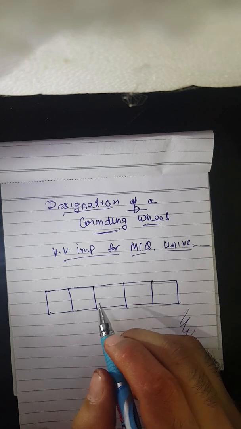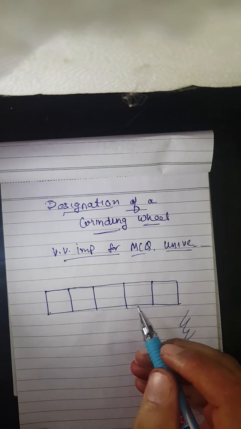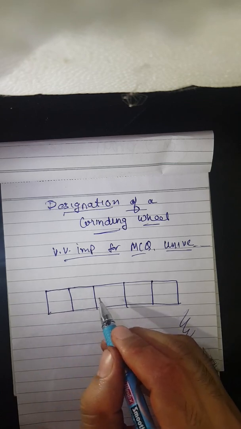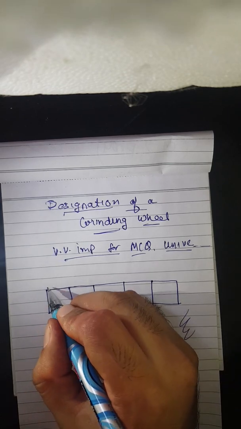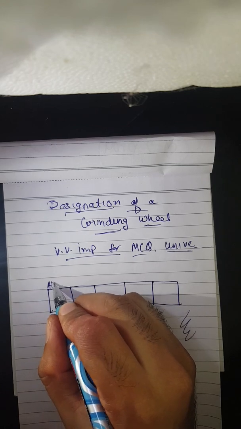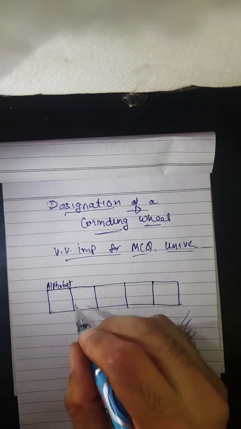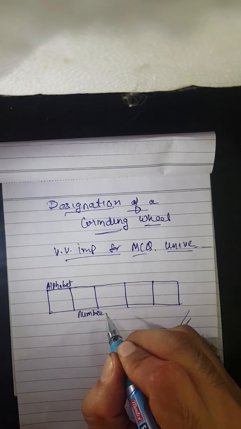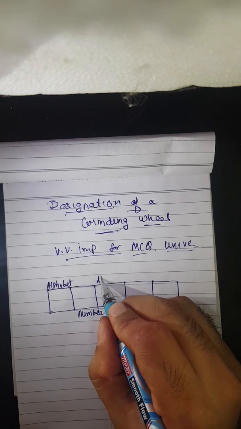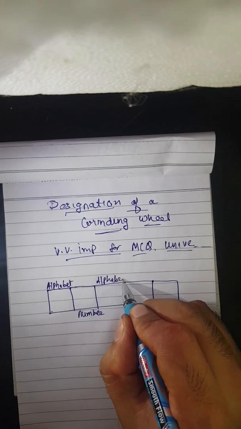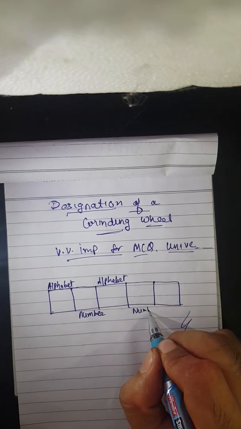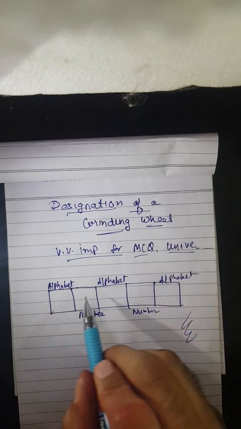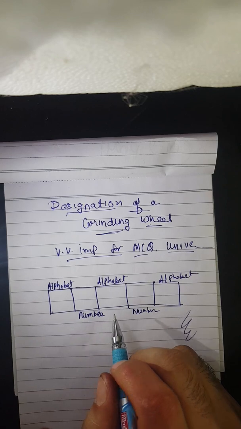Before going on to what each block represents, we'll see how each block is denoted. So the first block is denoted in the form of an alphabet. The second block is a number. The third block is again an alphabet, then again a number, and the last one is again an alphabet. So this is how you denote a particular grinding wheel.